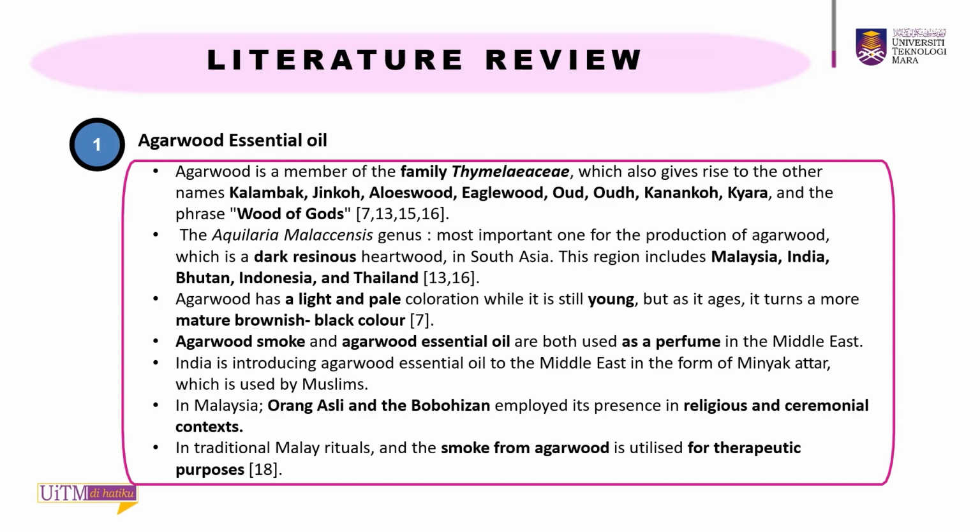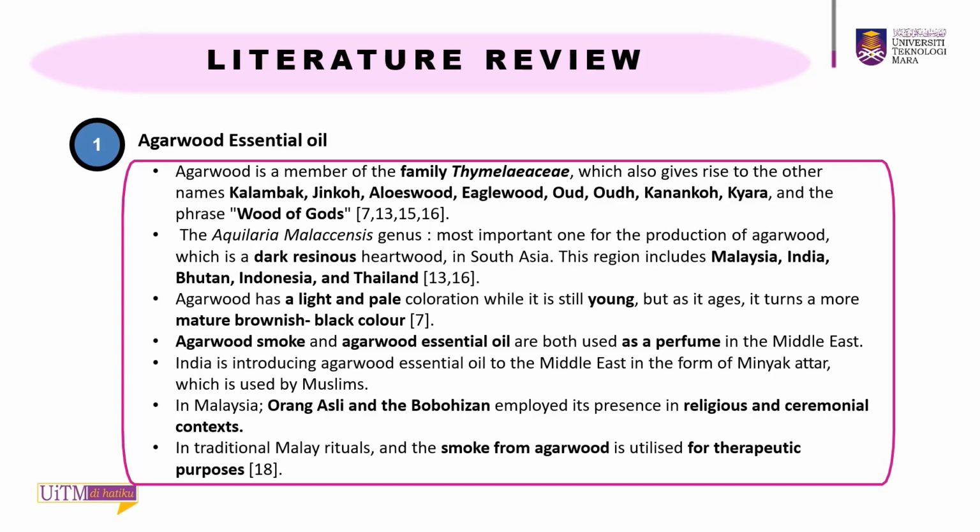Agarwood oil is also given other names such as kalambak, gaharu, eaglewood, agarwood, and the phrase wood of the gods. The most important product of agarwood is a dark resinous hardwood. The regions include Malaysia, India, Bhutan, Indonesia, and Thailand. The characteristic of agarwood is a light and pale color while it is young, but as it ages, it turns a more mature brownish black color. In Malaysia, the Orang Asli and others employ it in religious and ceremonial contexts.